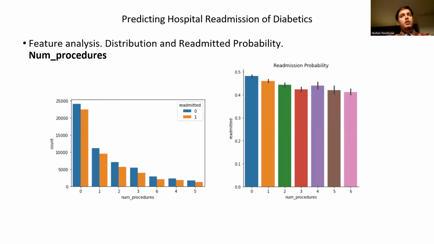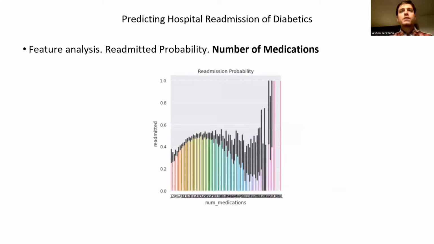We can move to the numerical features, and here is the number of procedures applied to different patients, and we see a left skewed distribution of data, meaning that most of the patients had 0 procedures. Next feature is number of medications. From our data analysis, we saw that most patients have several medications, and on the graph you can see the readmission probability for them.